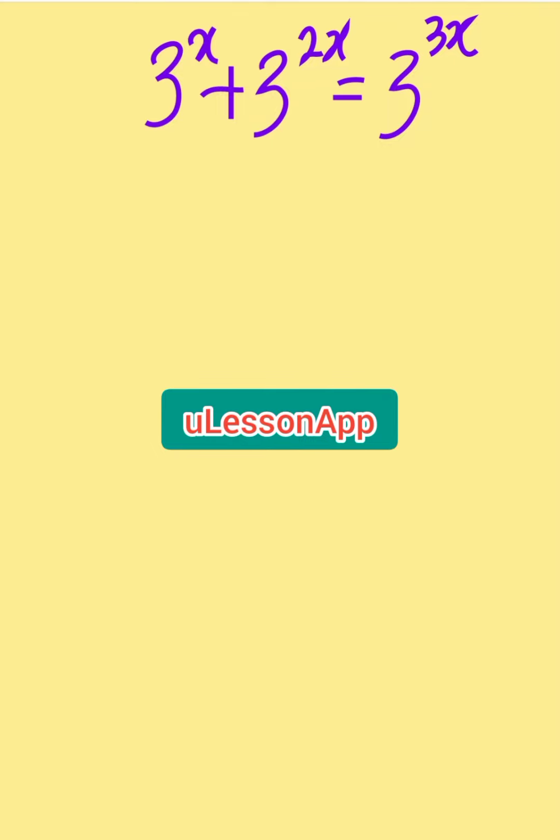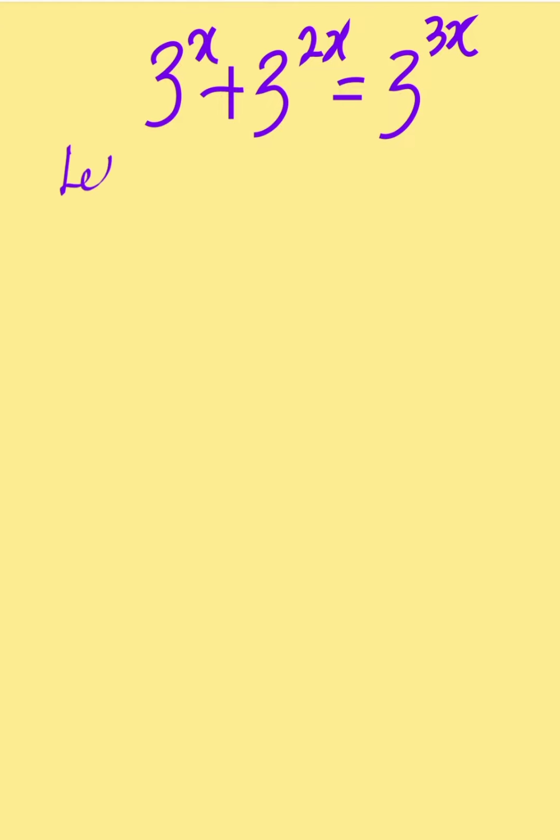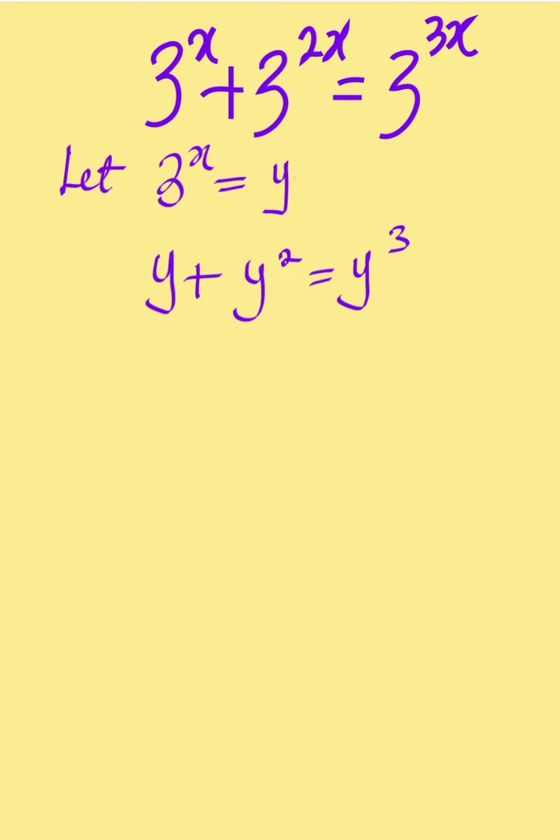So this is 3 power x plus 3 power 2x is equal to 3 to the power of 3x. So let us represent 3 to the power of x, let it be equal to y here. So we can write this as y plus y squared equal to y cubed, because we are now representing 3 power x with y. So rearranging this, we can have y cubed minus y squared minus y, everything is equal to 0.